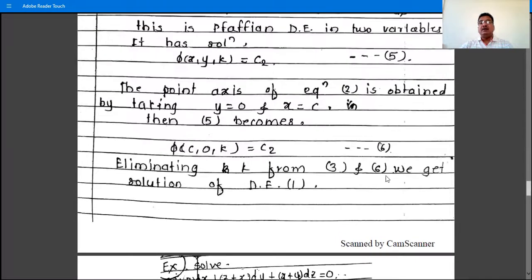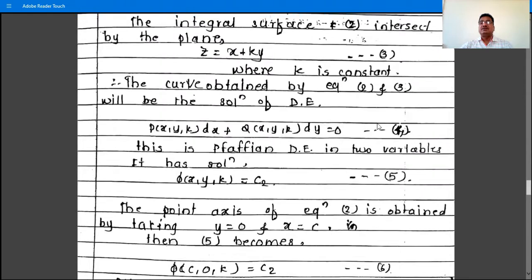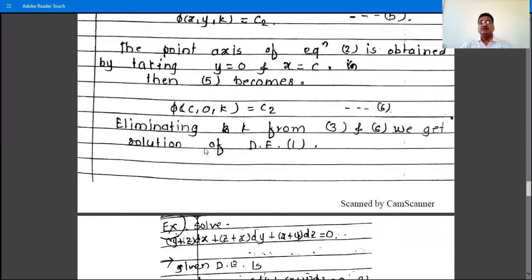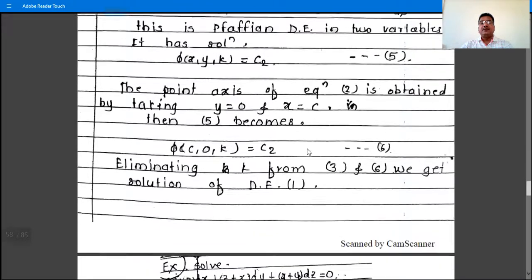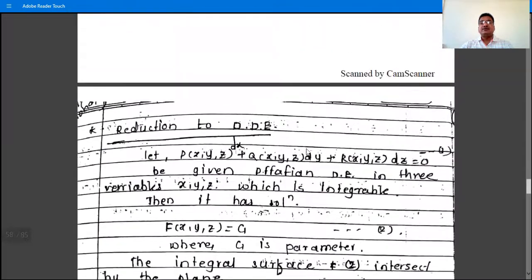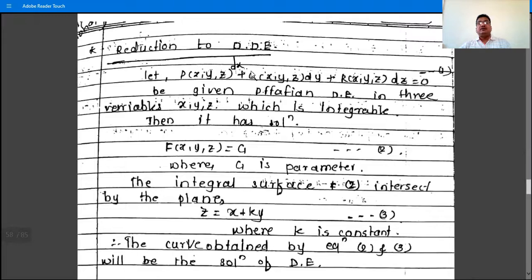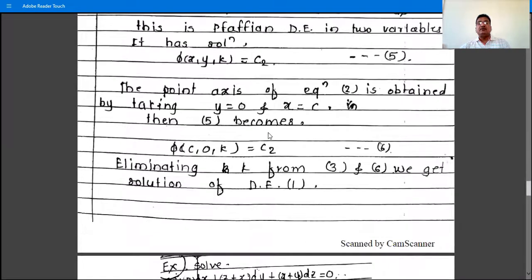Then, eliminating k from 3 and 6, we get the solution of equation number 1. So this is the procedure: we reduce this equation to an ordinary differential equation and solve it.